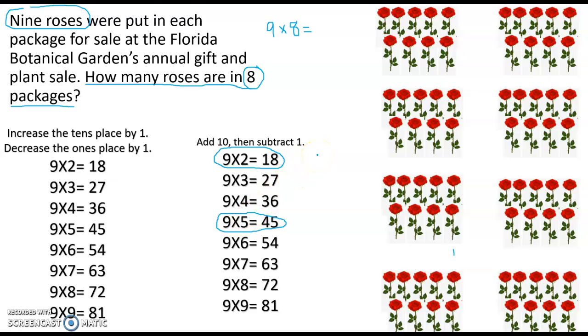You're going to be practicing some of your nines facts today. So think of all the strategies you've learned for multiplication so far, and you're going to be putting them to use as you're practicing.